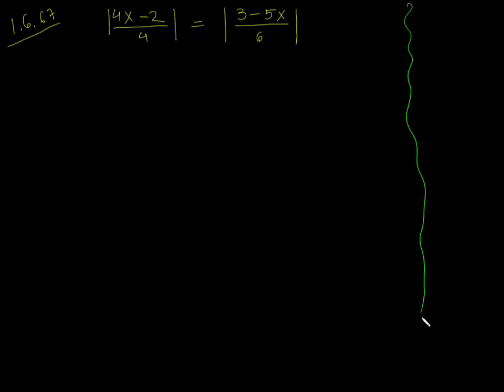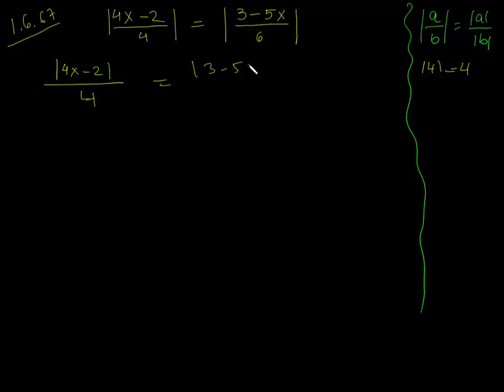Now you already know that if you have absolute value of a over b, you can just separate the absolute value functions. So mod a over mod b, or absolute value of a divided by b. If we use that rule, we get absolute value of 4x minus 2 over absolute value of 4, which is just 4 because it's positive, and we do the same thing on the other side. So absolute value of 6 is just 6, right?